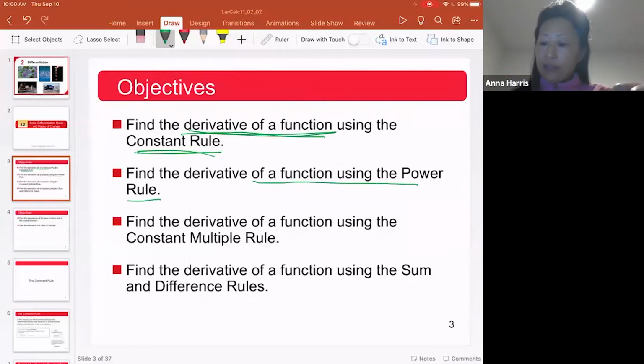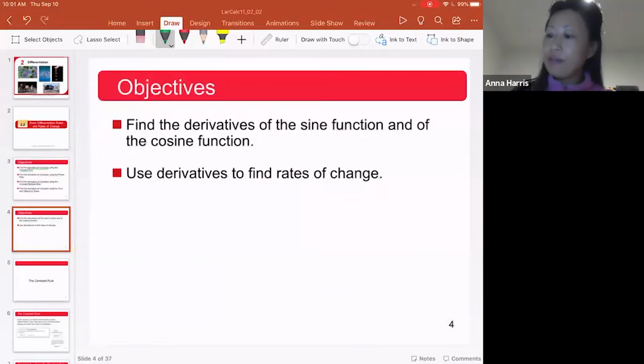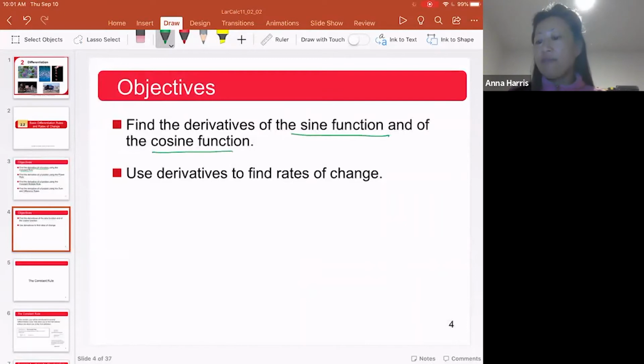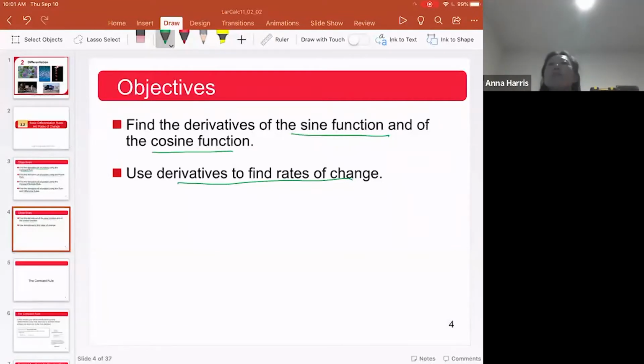Okay, and then find the derivative of a function using the constant multiple rule, and find the derivative of a function using the sum and difference rule. Okay, and then find the derivative of a sine function and a cosine function, and find the derivative rate of change. So today we're going to go over some rules: how to find the derivative of a constant function, and then a regular function. We're going to add those derivatives or subtract those derivatives. We can do all that.